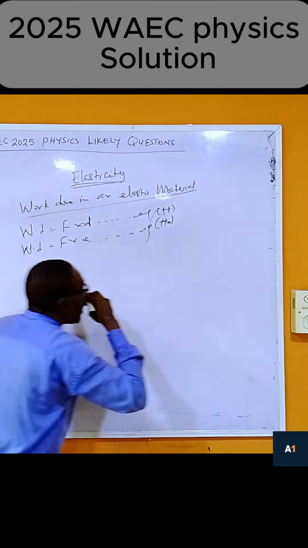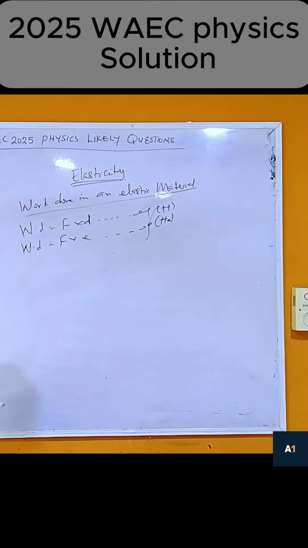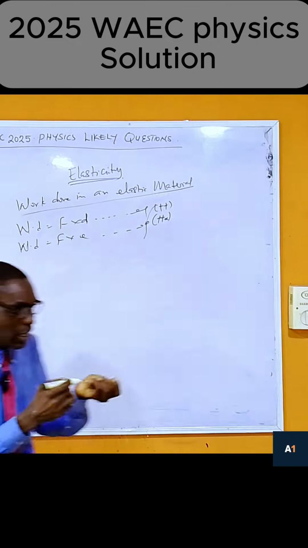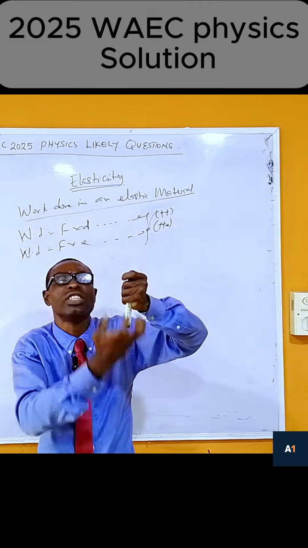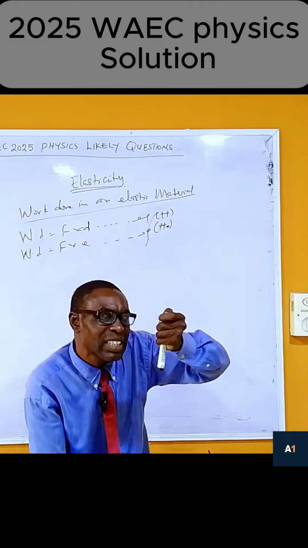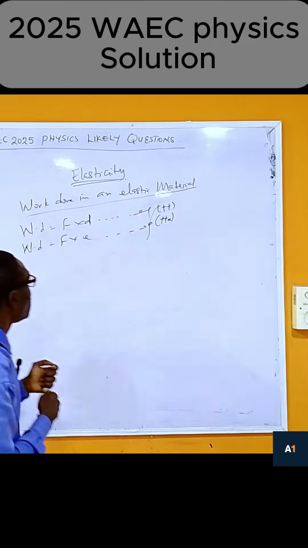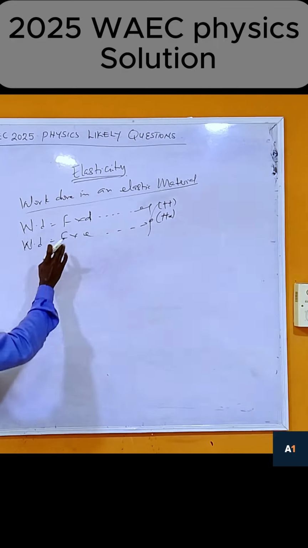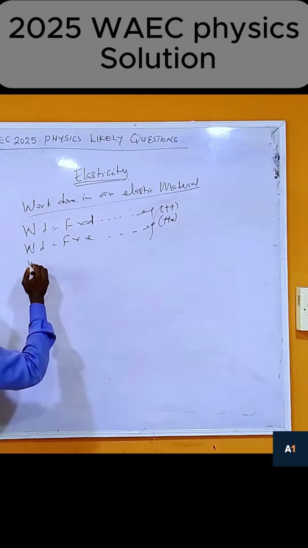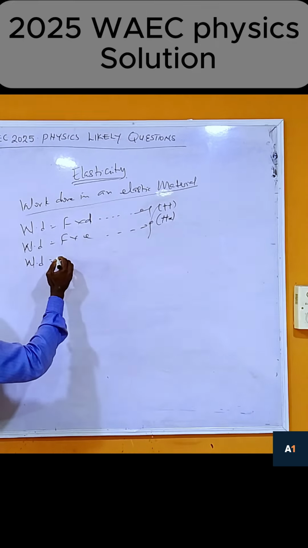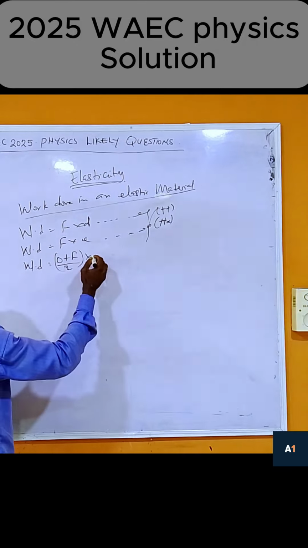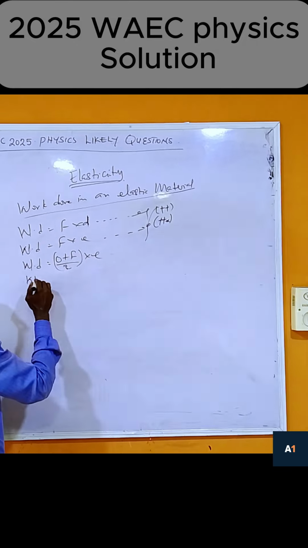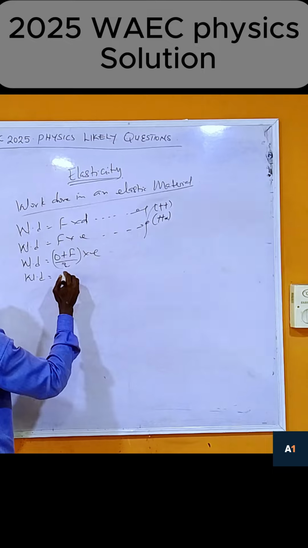Now, in this case, if you look at this physically, when you extend the spring like this, definitely it will start from 0 to a certain force. As a result of that, the work done will use the average force, equal to 0 plus F all over 2, then times extension. Meaning that work done is equal to half F e.